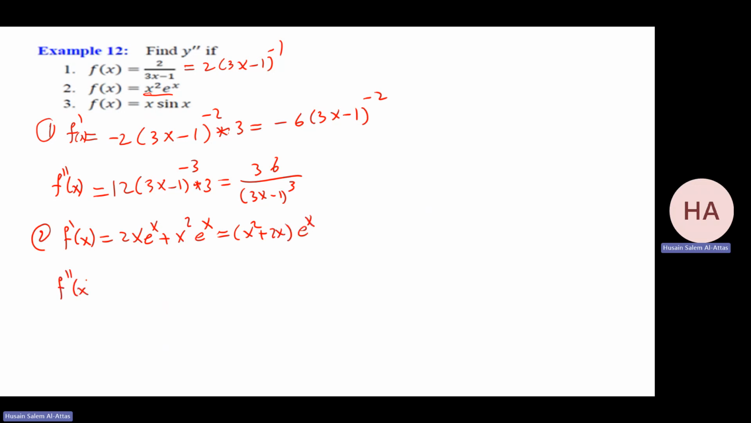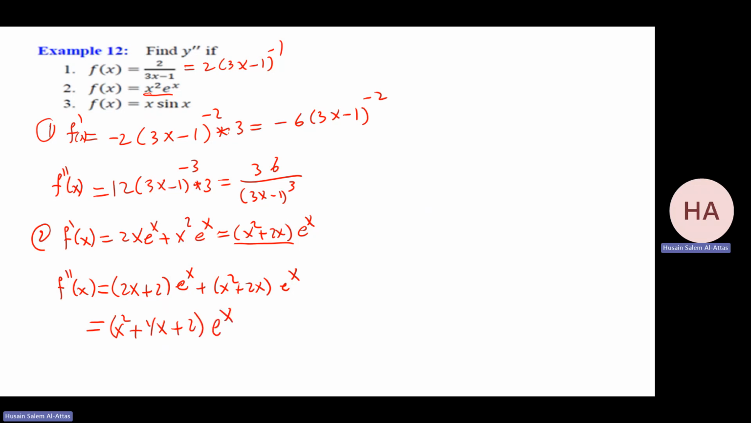What will be f double prime? We have derivative of this, 2x plus 2, times the second, plus the first times derivative of the second. And that will be what? Now, that will be x squared plus 4x plus 2, times e to the power x.